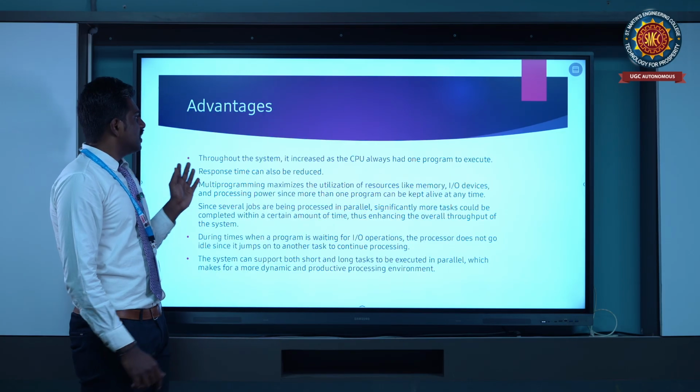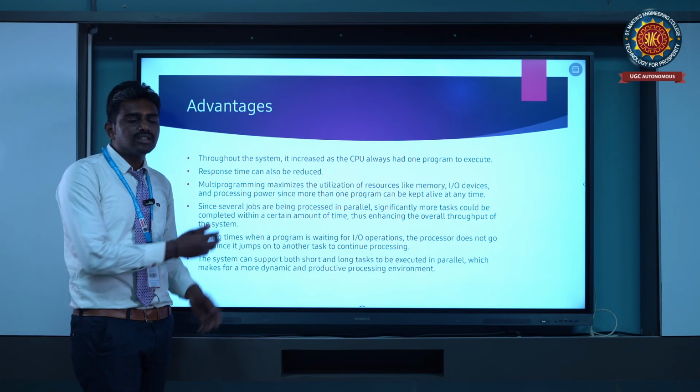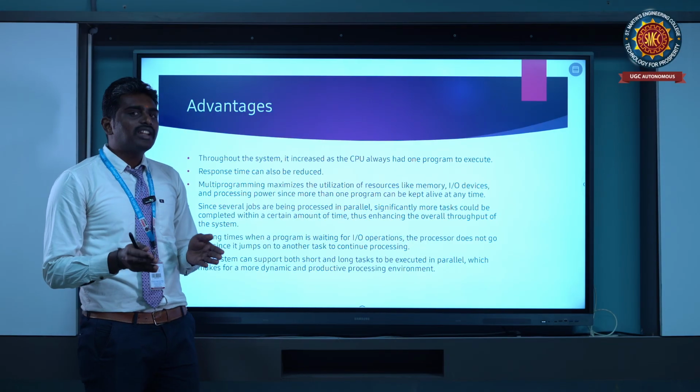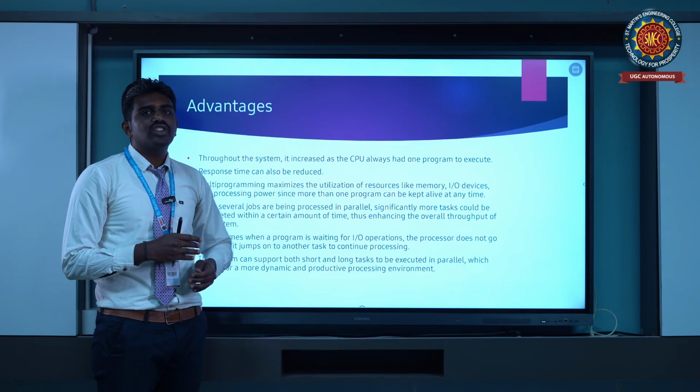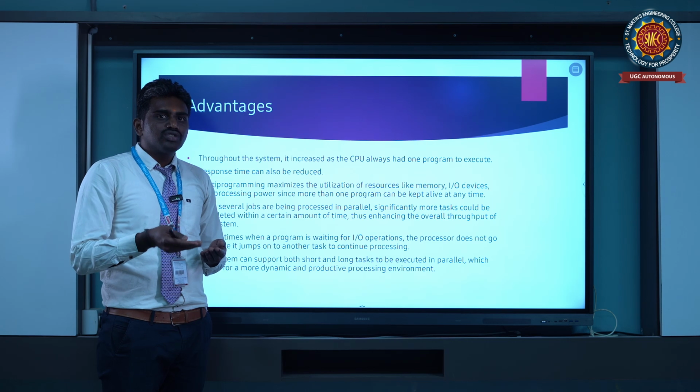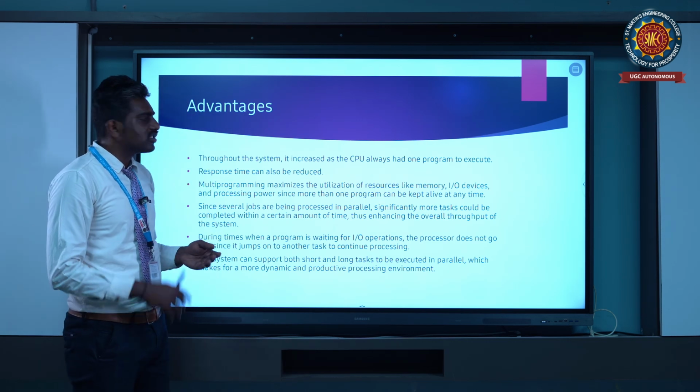And in this multi-programming operating system, the advantage is that multiple processes are implemented successfully, and with multiple process implementation, their outputs are also stored in the secondary devices.